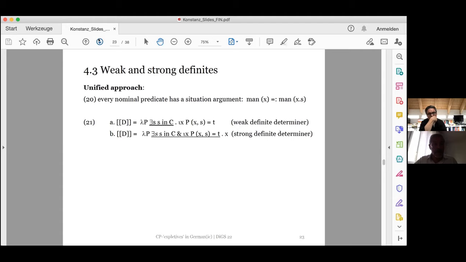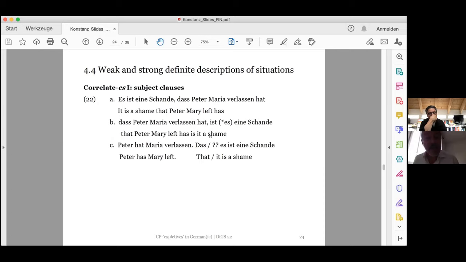Now, why is this important? This distinction comes into play. We talked about weak and strong definite descriptions of individuals. What we are proposing is that there are also weak and strong definite descriptions of situations. And this is particularly clear when you look at correlate es, with predicates like being ashamed, which is an individual-level predicate.